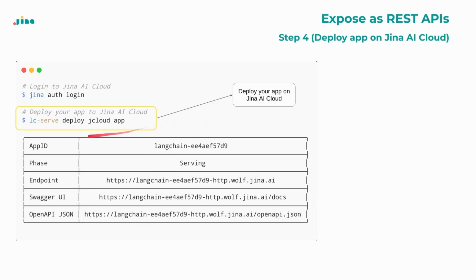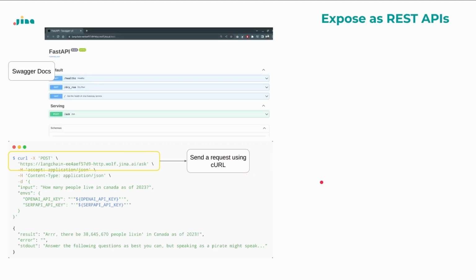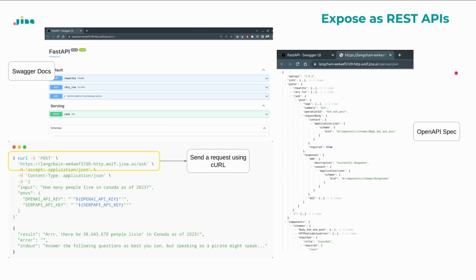So the command here, the only change is from local we've shifted to JCloud, which is basically Jina AI Cloud. So we run lc-serve deploy jcloud app, and that would give us an endpoint. This endpoint is a serverless REST API endpoint with TLS certs on Jina AI Cloud. Using this endpoint, you can send this same curl request to validate that all your requests are passing successfully. You also get Swagger docs, and also the OpenAPI specs, which can be used for other agents if you want.